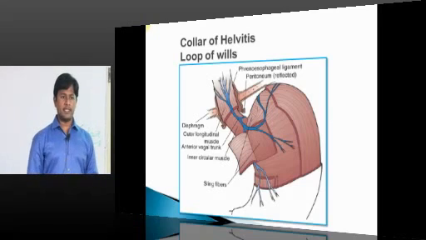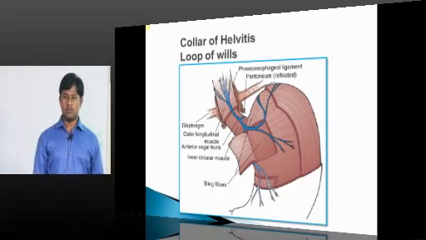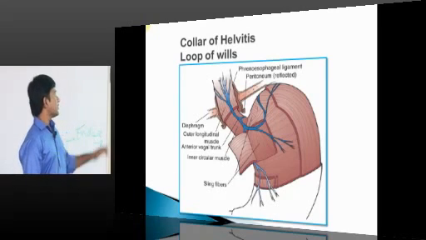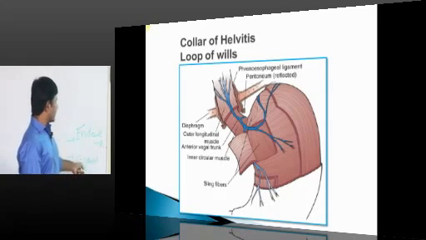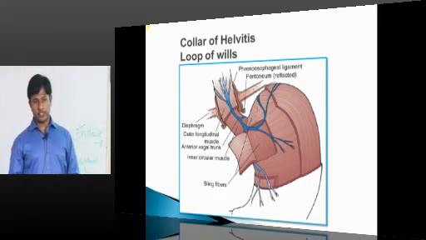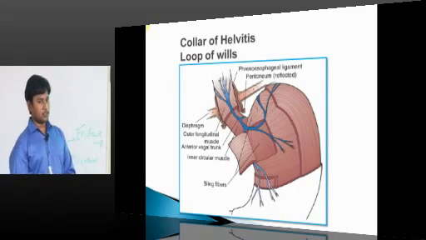Just bear with me regarding the anatomy, because anatomy of course is dry, however hot or humid. You have to bear with it. So, at the GEJ, two important things endoscopically are the Z line and rugal folds, and externally they have a fat pad and also the loop of Willis or collar of Helvetius. I will just tell you what this collar of Helvetius or loop of Willis is.